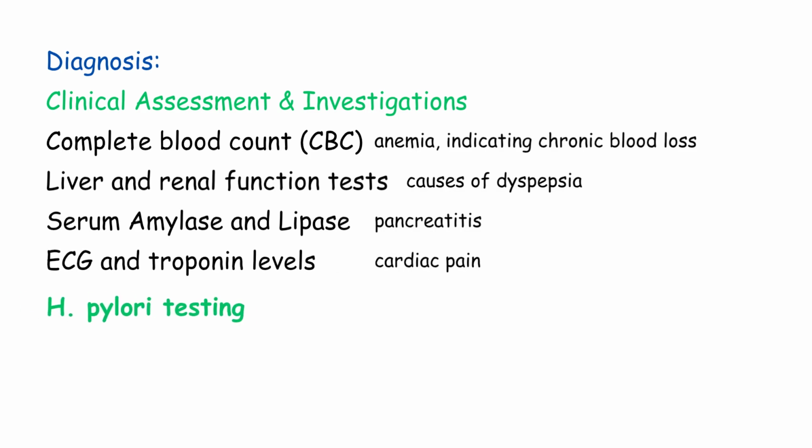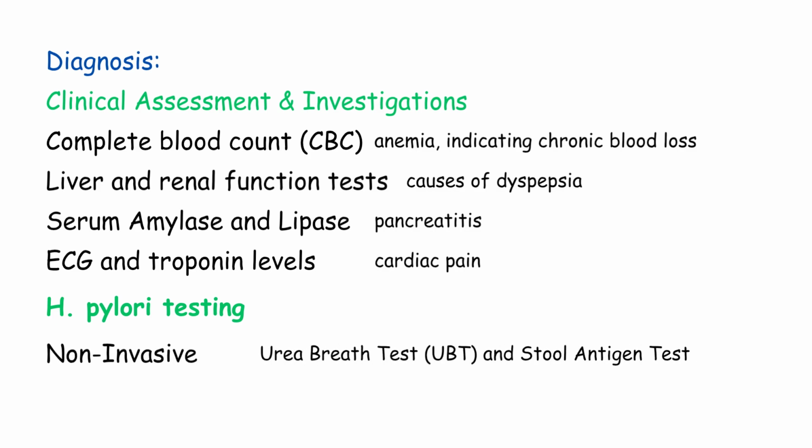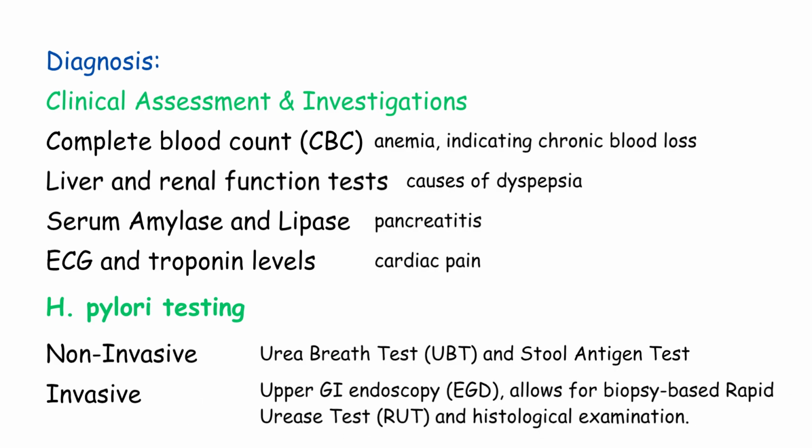For H. pylori testing, non-invasive options include the urea breath test (UBT) and stool antigen test, both highly reliable for detecting active infection. Invasive testing done via upper GI endoscopy (EGD) allows for biopsy-based rapid urease test (RUT) and histological examination. Endoscopy is particularly crucial in patients with alarm symptoms or those unresponsive to initial therapy.